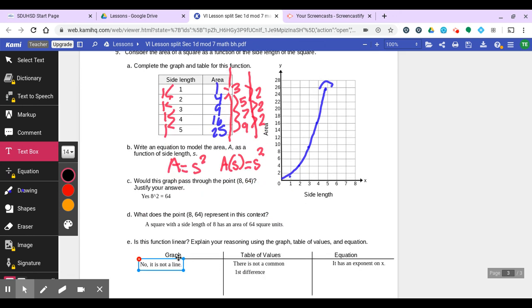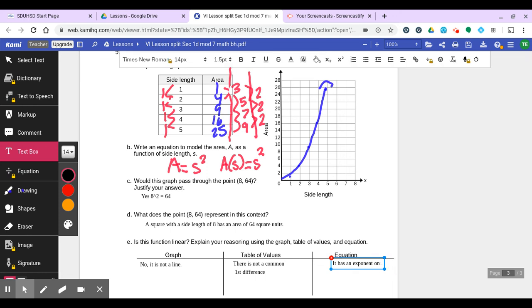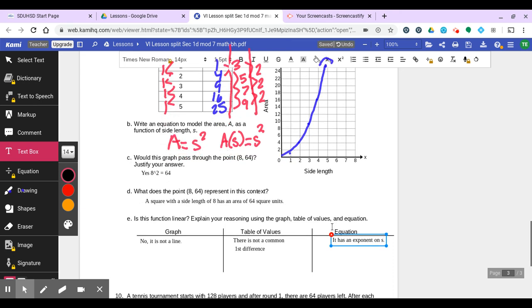So from the graph, we can tell it's not a linear function because it does not make a line. It is a function, but not linear. From the table, the first difference was not the same. The second difference was the same. That's how we know it's quadratic, because the second difference was the same. And in the equation, there was an exponent. I said on x, but it's actually on s. Linear equations do not have exponents in them.